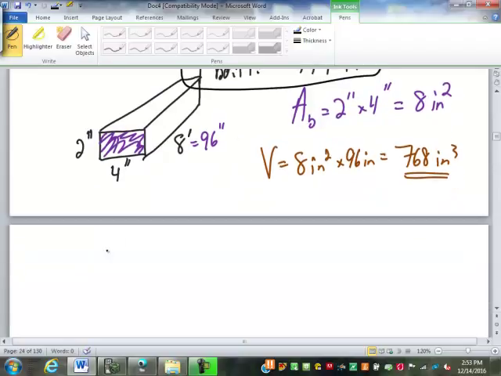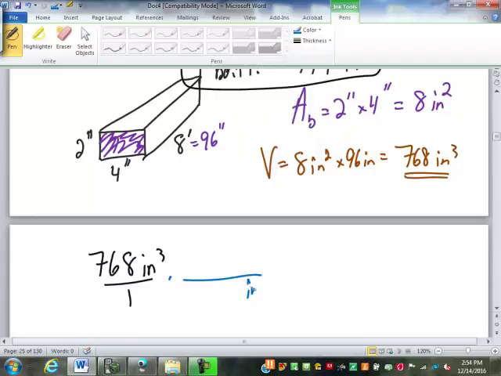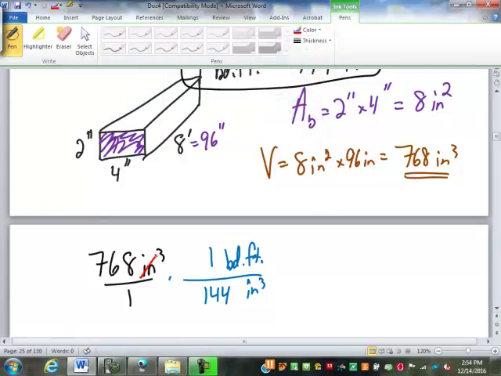Using that conversion here, any two things that are equal can be used as a conversion factor. So 768 cubic inches, we put it over 1. Cubic inches on bottom. Board feet on top. 1 board foot is 144 cubic inches. So the cubic inches cancel out. 768 divided by 144 is 5 1/3 board feet. So that 8 foot 2x4 is 5 1/3 board feet.